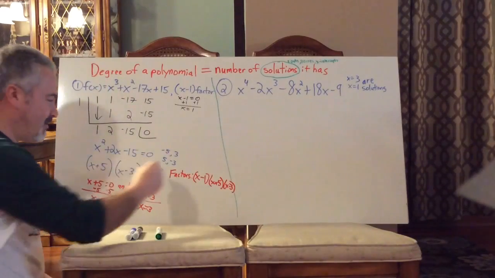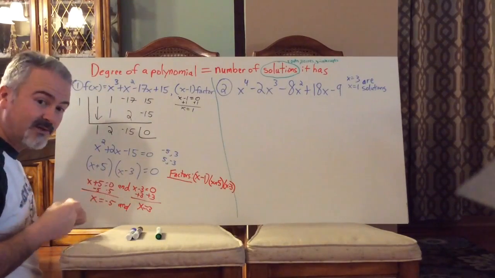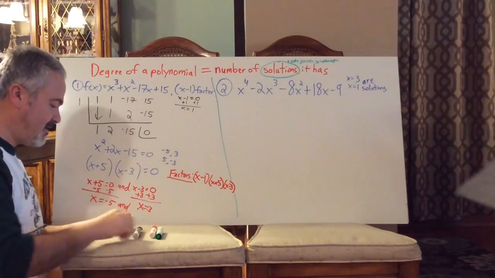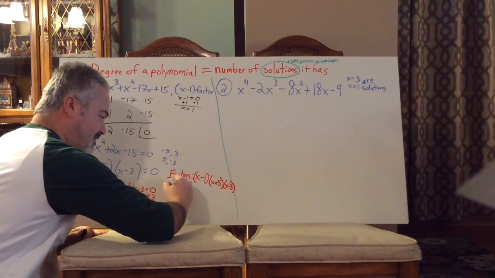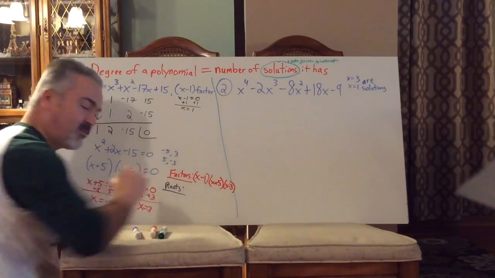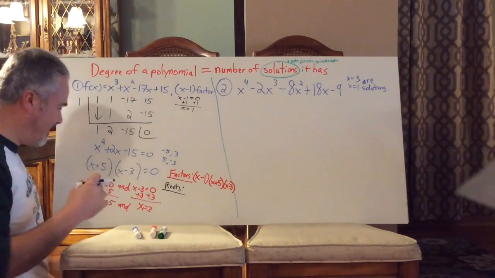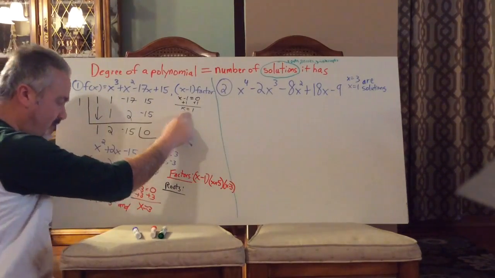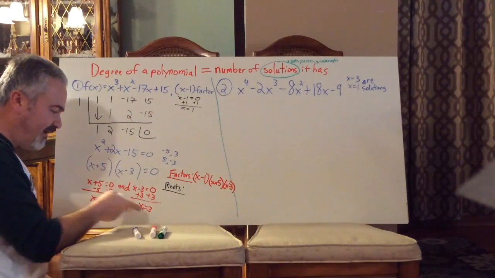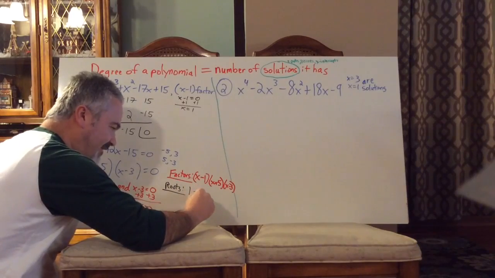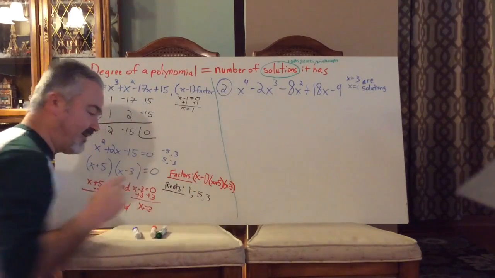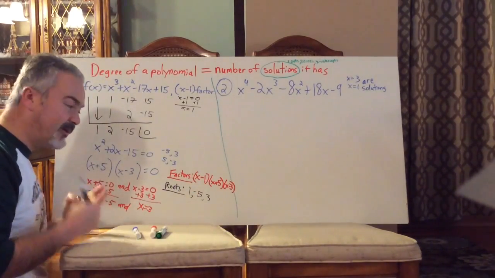Okay, my zeros, or my solutions, my roots, all of the above, we'll call them roots, are just the answers, just the numbers. So positive 1, negative 5, and positive 3. That's what x equals. Those are all real numbers.